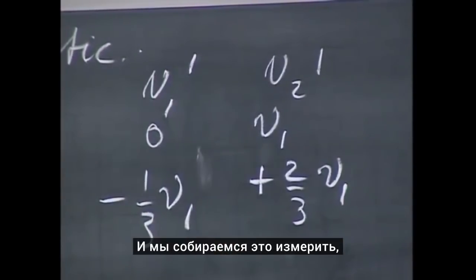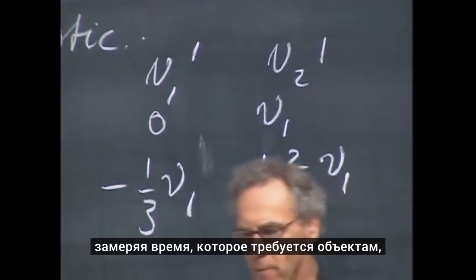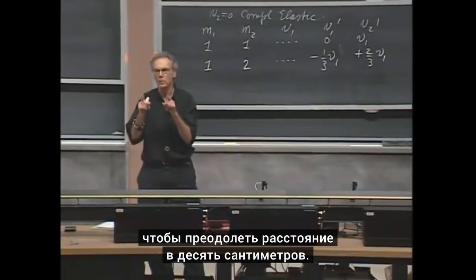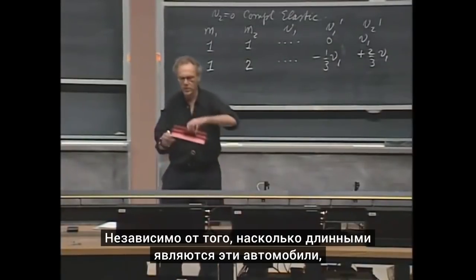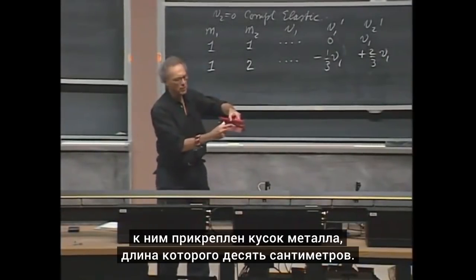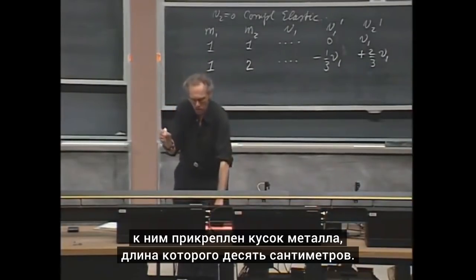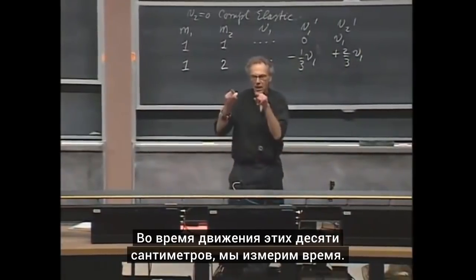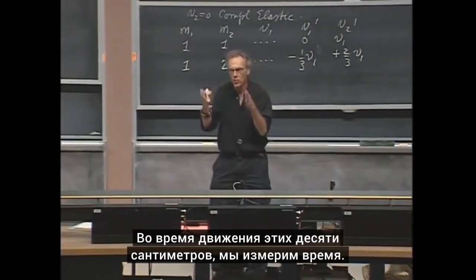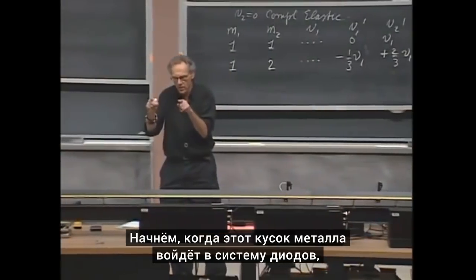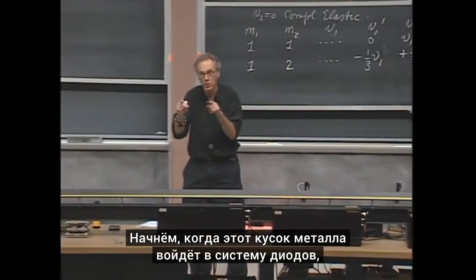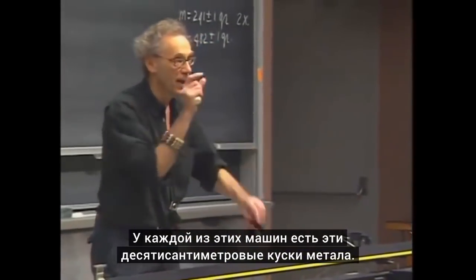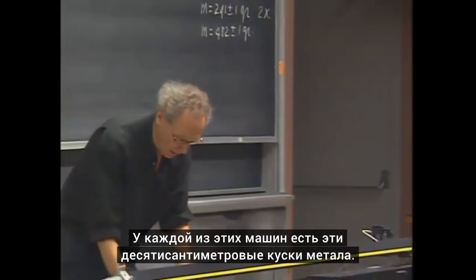That's the prediction. And the way we're going to measure it is by measuring the time for the objects to move over a distance of 10 centimeters. No matter how long you see these cars to be, there is here a piece of metal which is 10 centimeters long. It goes through a slot with a diode. We have one system here and one there. And during this 10 centimeter movement, we measure the time. We begin when this piece of metal enters the diode system, and we stop the time when it leaves the diode system. And each one of those cars has this 10 centimeter metal plate.